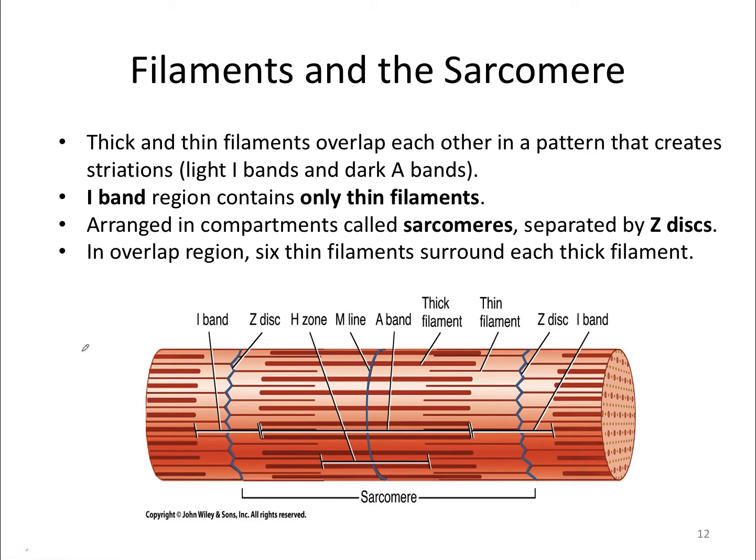So, trying to change colors there, but it didn't really work out. So if I have one thick filament, it would be surrounded by 1, 2, 3, 4, 5, 6 thin ones. So when contraction occurs, all of these 6 little thin filaments are going to grab onto the thick filament, or vice versa.